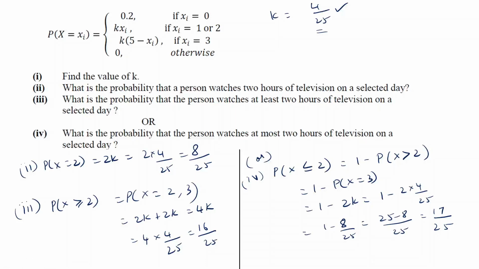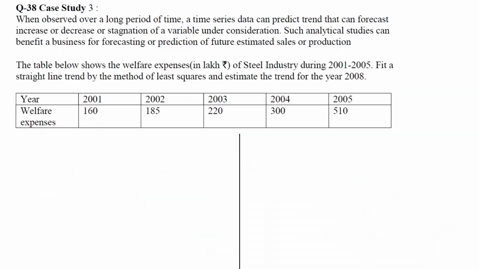So this is the next case study for 4 marks. Moving on to the last case study. When observed over a long period of time, a time series data can predict trend that can forecast increase or decrease or stagnation of a variable under consideration. Such analytical studies can benefit a business for forecasting or prediction of future estimated sales or production.